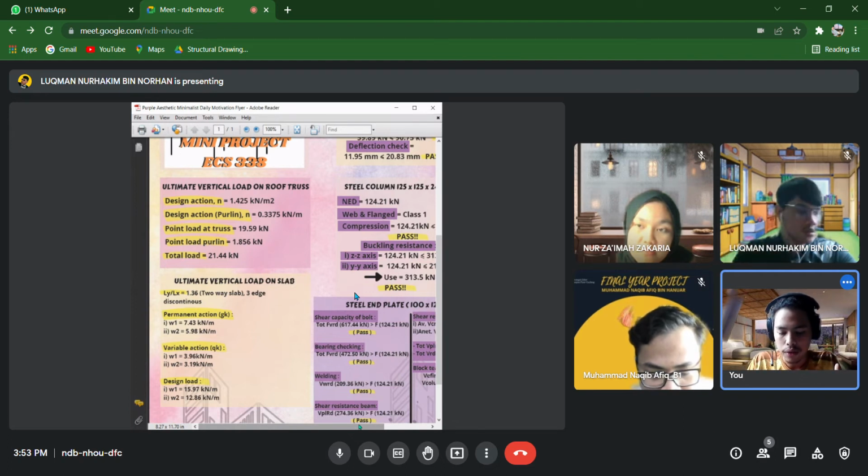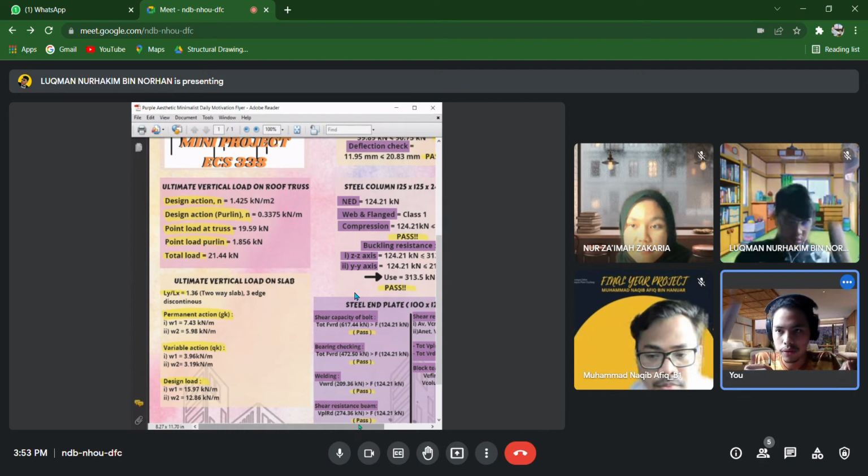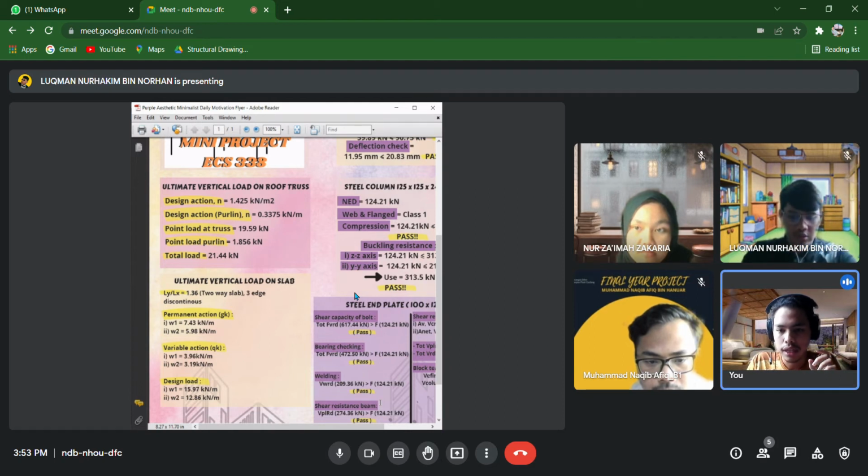Before moving on to the slab, as for our group case, there are 6 panels, so the design of the truss must consist of 6 panels. As for the slab, our group gets a two-way slab, where Ly over Lx is 7.5 divided by 5.5, which gives 1.36. It is a two-way slab, 3 sides discontinuous, case 7.